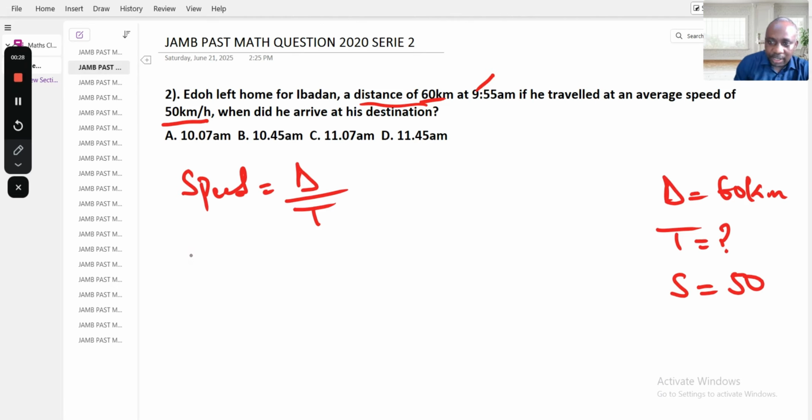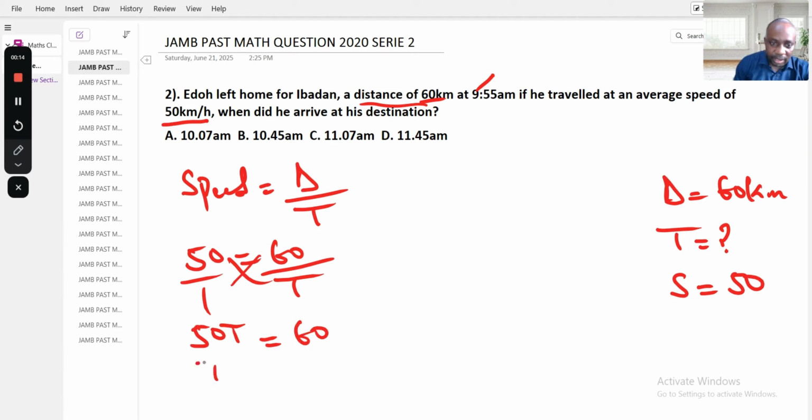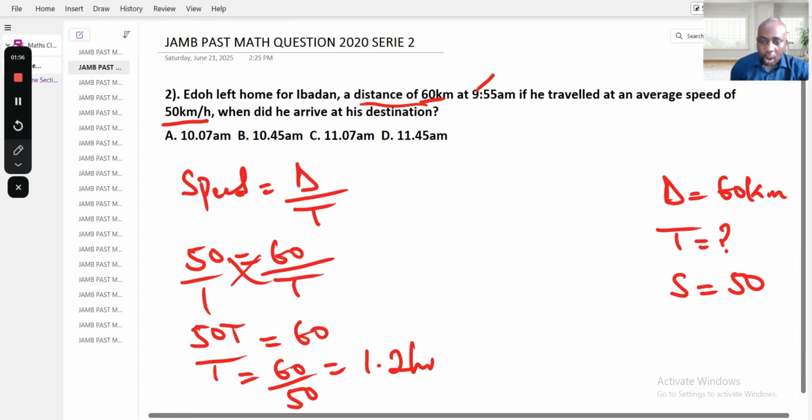Therefore, what is speed? Our speed is 50. What is distance? 60. What is time? That's what we are looking for. Cross multiply. 50 times t is going to give us 50t, 60. Therefore, t is 60 divided by 50. What is it going to give us? 60 divided by 50 is going to give us what? 1.2, sorry. Now, this question gives us 1.2 hour.